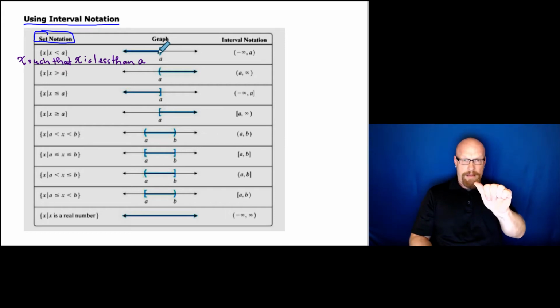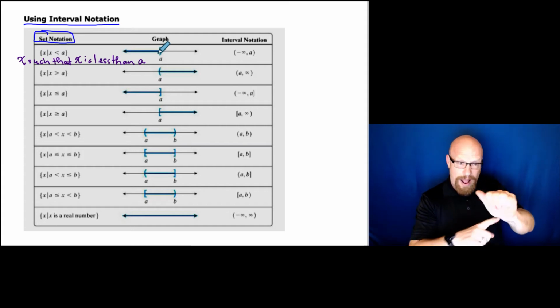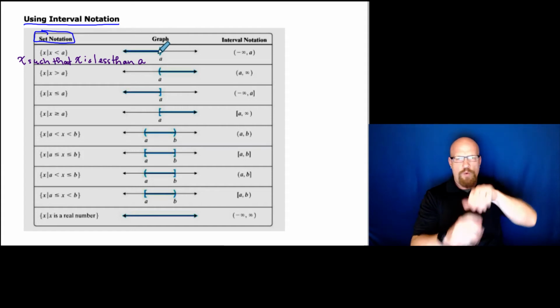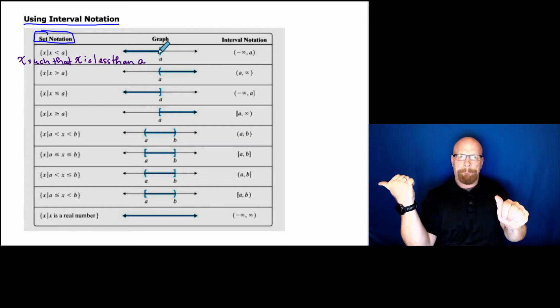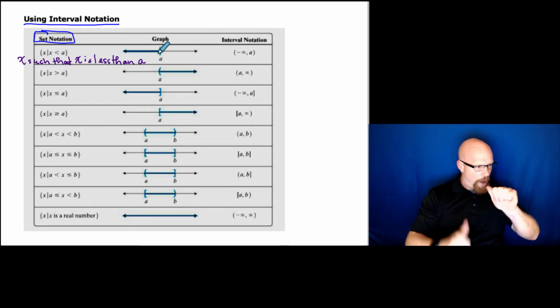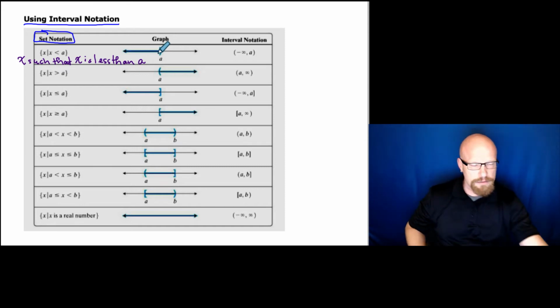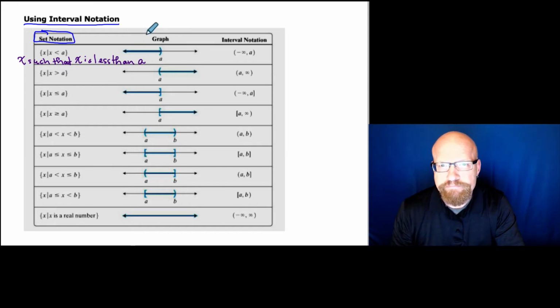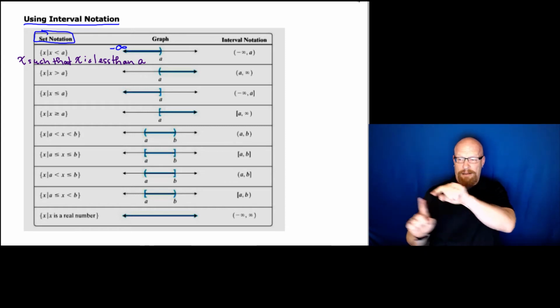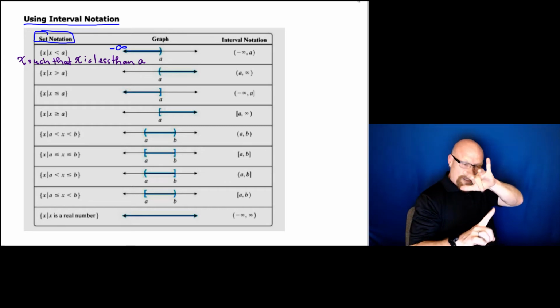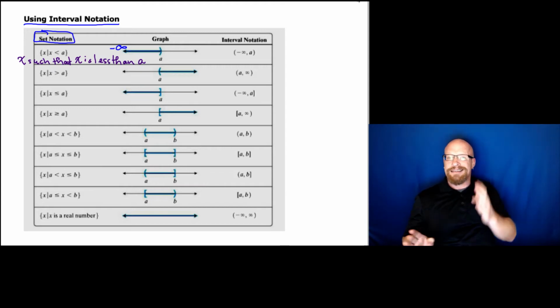Now the graph, we have a and we have a parentheses right there, meaning we can get close to a, but we don't touch or include a, quote unquote. And then it goes to the left. So you're thinking, where is it? Where is x less than a? It's to the left of a. Now it moves from negative infinity up until almost touching a.